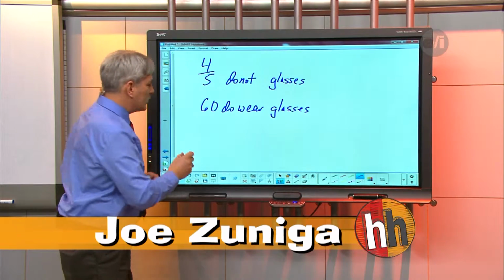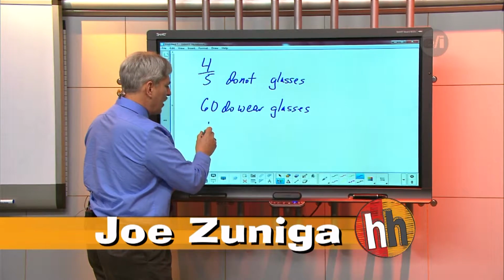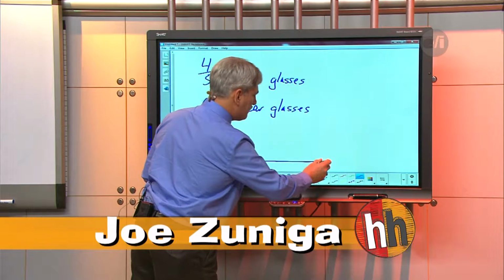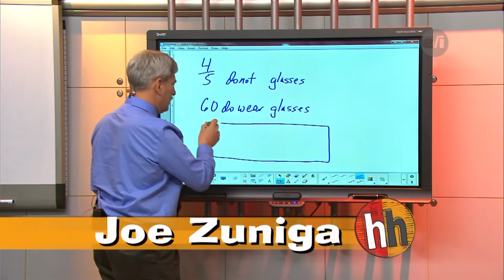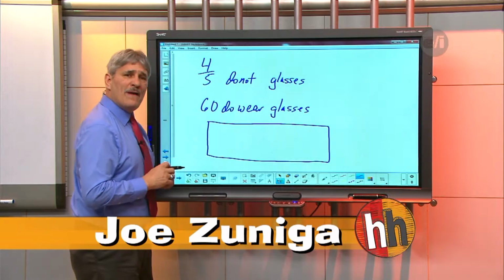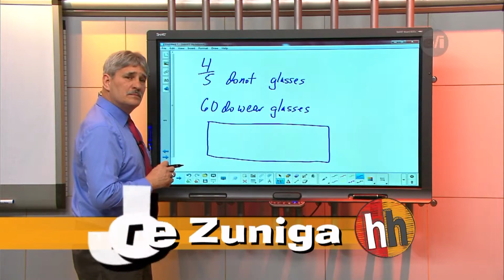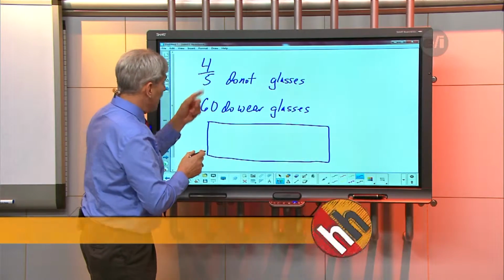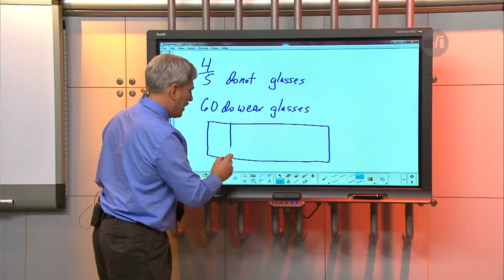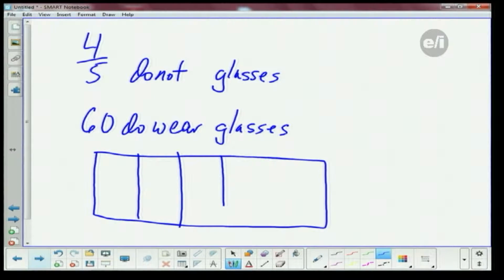Yeah. Okay, let's do that. Tell me what I want to do with my tape diagram. Split it up into 5. Very good. Why 5? Because the denominator is 5. Okay, so the denominator is 5. So you're correct. We want to break that up into 5 pieces. 1, 2, 3, 4, 5. Very good. All right. So it's 5 pieces.